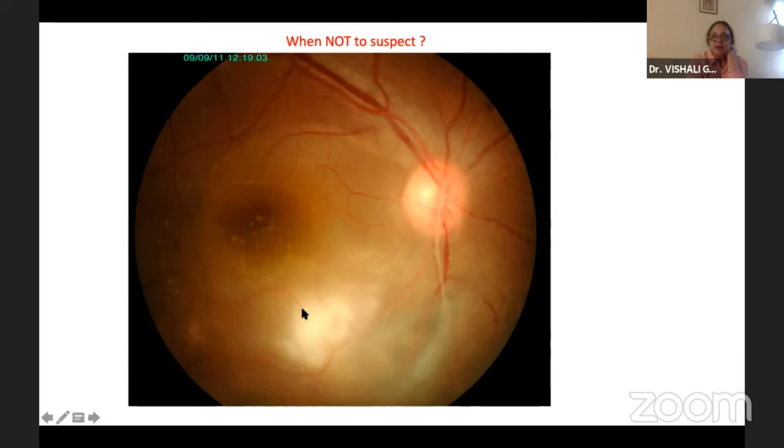One, if you are seeing a lesion which is fluffy white, obscuring the vessels, with margins that are not so distinct, and there may be overlying vitritis. Now, this is the kind of lesion which is retinitis. So please do not think of the differential diagnosis of choroiditis in these lesions.